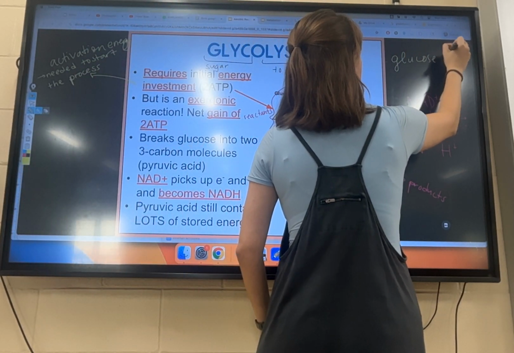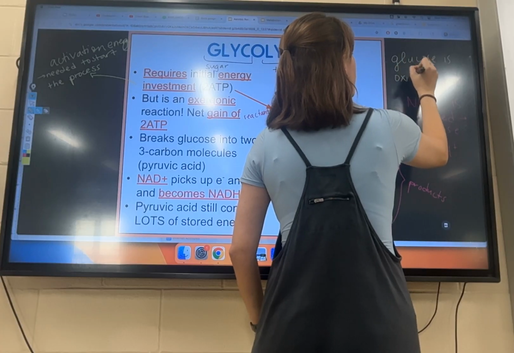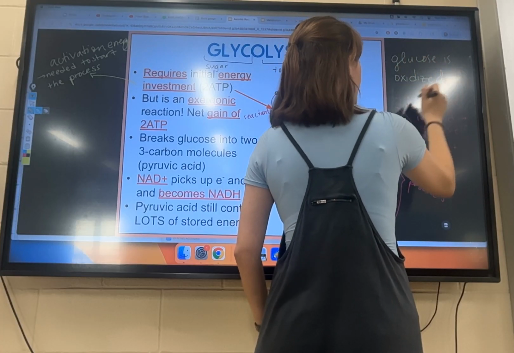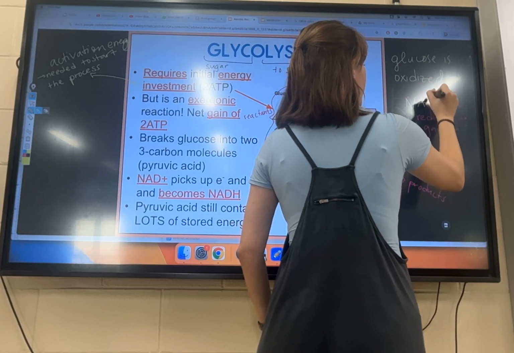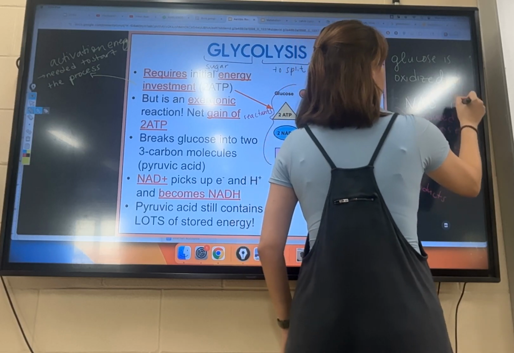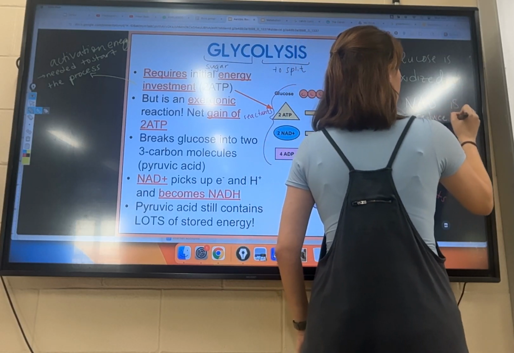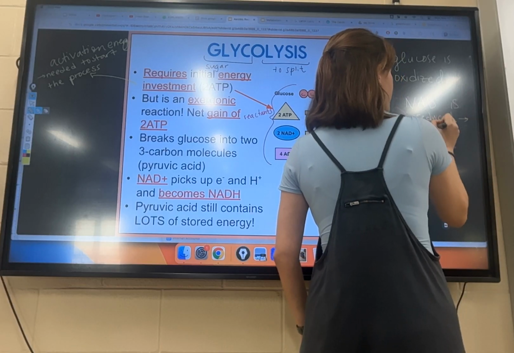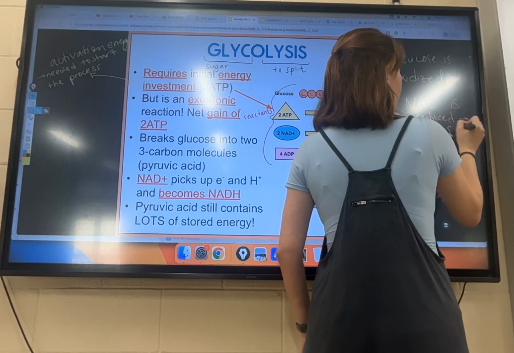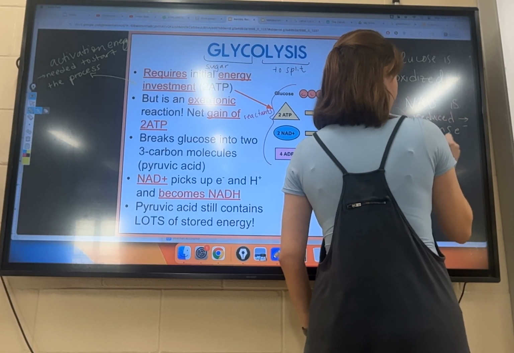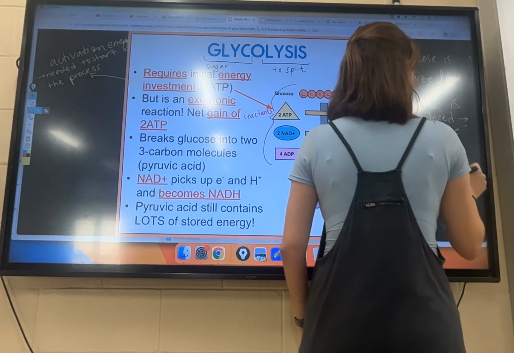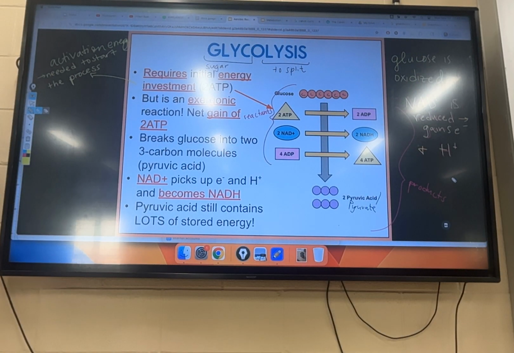Glucose is oxidized. NAD+ is reduced. It gains electrons and hydrogen ions. Those are very energetic. The electrons contain energy. They're bouncing around. They're super energetic.